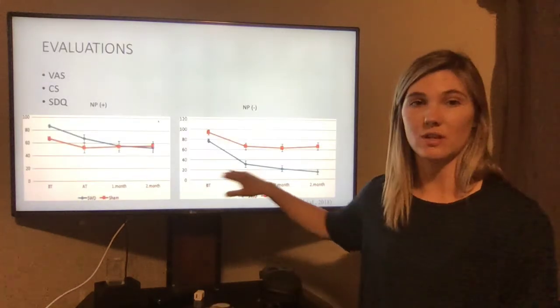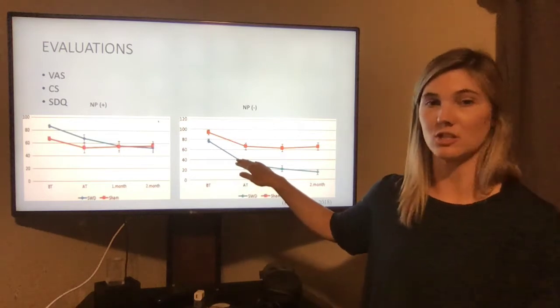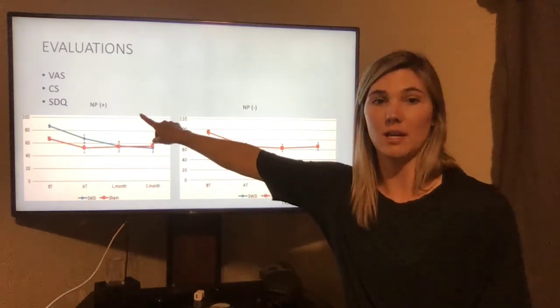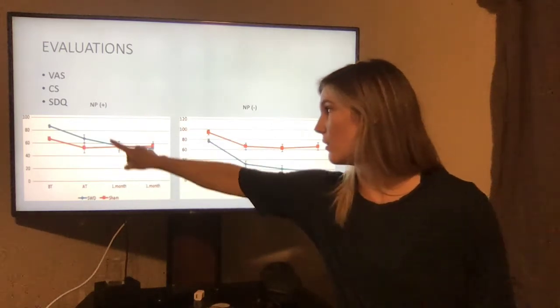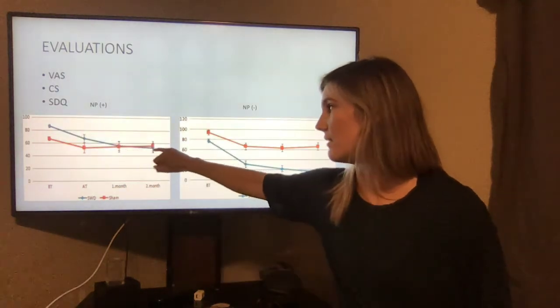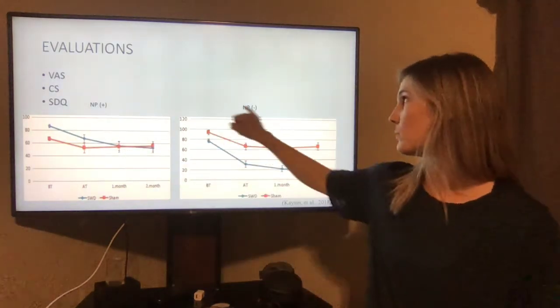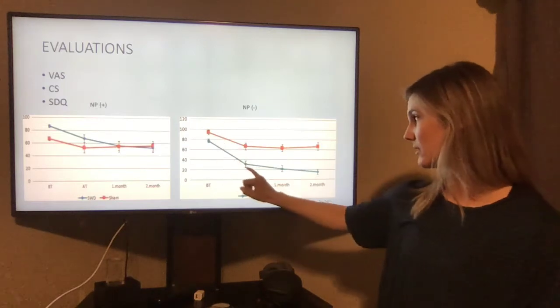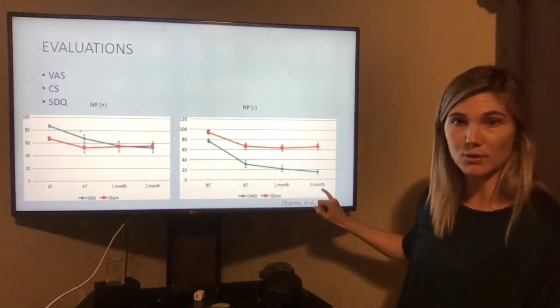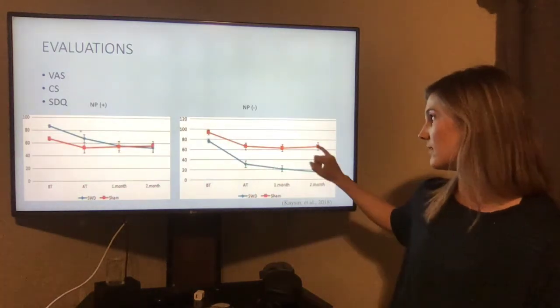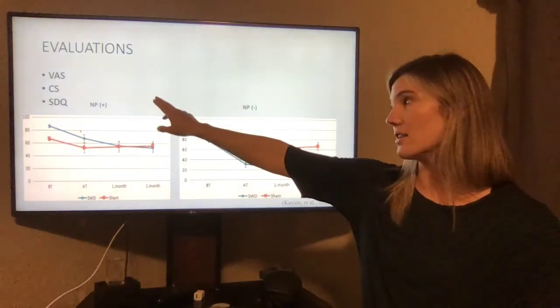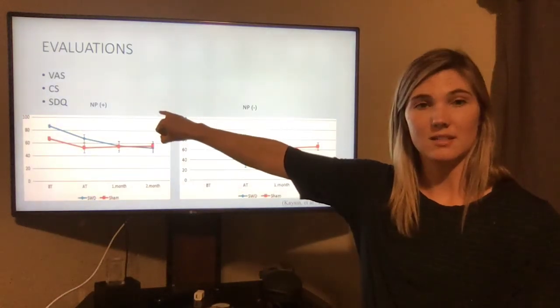This is for the SDQ, which is Shoulder Disability Questionnaire. As you can see, people with night pain, their disability went down, but then it kind of evened out with the sham treatment. The people without night pain, you can see their disability kept dropping all the way till 2 months post-study. This one kind of evened out with the sham. So they also had evaluations with VAS and CS.